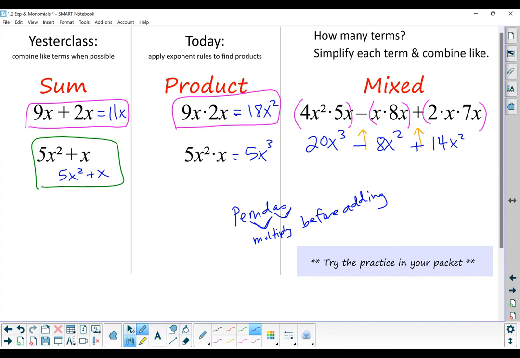So looking at that list of terms now, you can see that the first term is different, or unlike the others. So it's going to stand alone in our final answer, 20x to the third. But the other two terms are both squared terms, so we can combine those together to give us a positive 6x squared. So look for and identify your terms, how many terms you have first, simplify those terms, and then look for terms that are alike to combine. So that is it for this lesson.